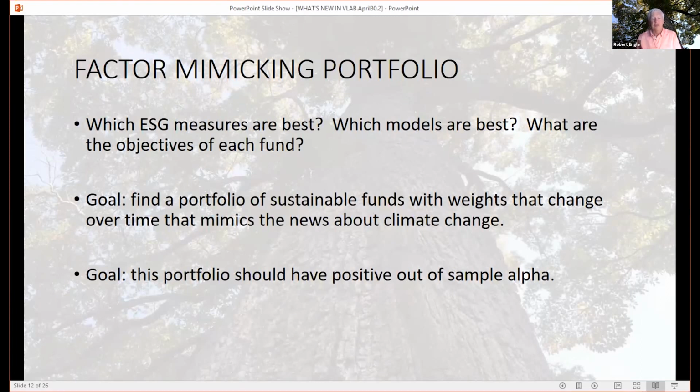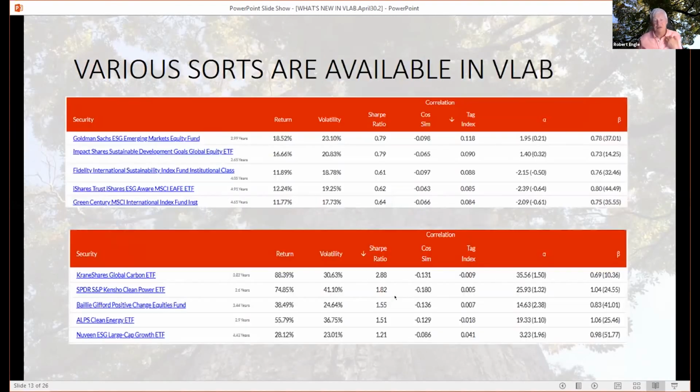They're all different. Can we find a factor mimicking portfolio, or a portfolio which best represents the performance of this collection of funds? We'd like to find a portfolio of these sustainable funds with weights that are probably changing over time, that mimics the new information about climate change. This is the same goal that Johannes was talking about. And if it's true that the news about climate change reflects repricing of these assets, which makes them have a positive alpha, we would expect such a portfolio to have a positive alpha.